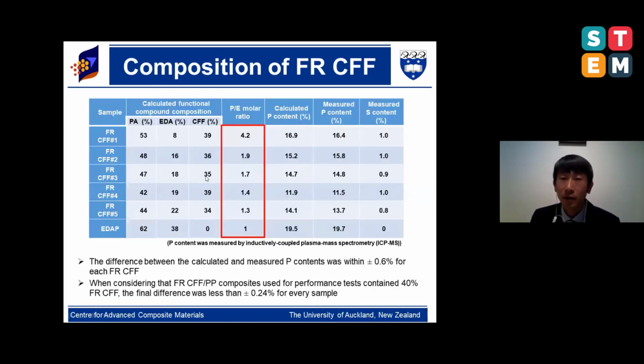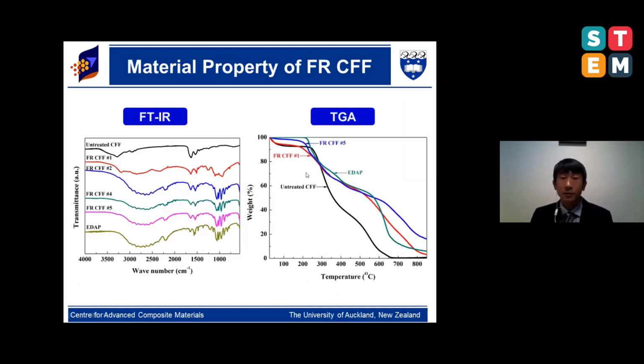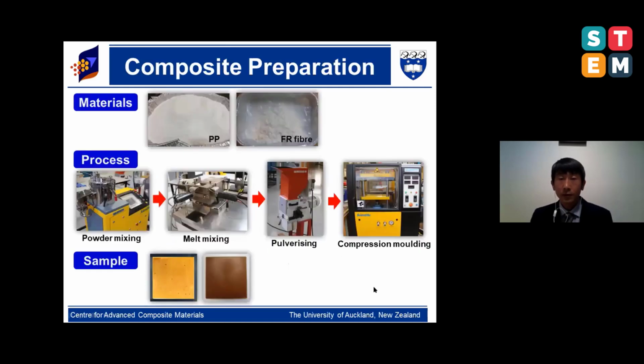So using this particle, we prepared 5 types of flame retardant chicken feather with different molar ratio of phosphoric acid and ethylene diamine. So after the modification, the chemical structure was completely changed. Here is the untreated CFF, and this is the flame retardant chicken feathers. And the thermal property was completely changed. So using this, we prepared composite using melt mixing and compression molding.